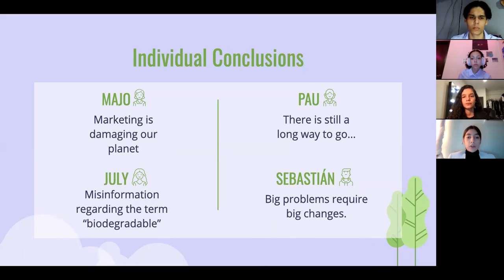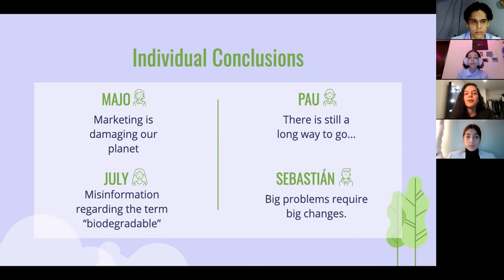For our personal conclusions: when people sell us this type of products, they say they are the best of the best, but they don't know how it actually affects the environment by pollution. This is why marketing is damaging our planet. Personally, I believe that there is still a long way to go. It is important as a society to solve the problem of the chemicals used in detergents, but the current solution is not working, as we can see in our experiments.